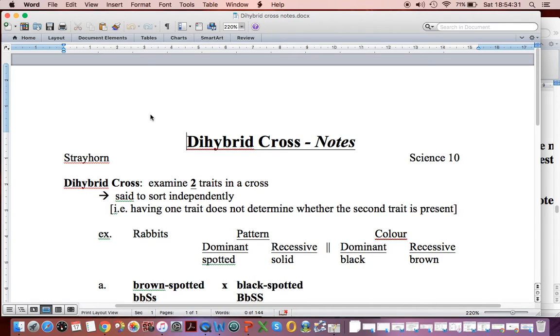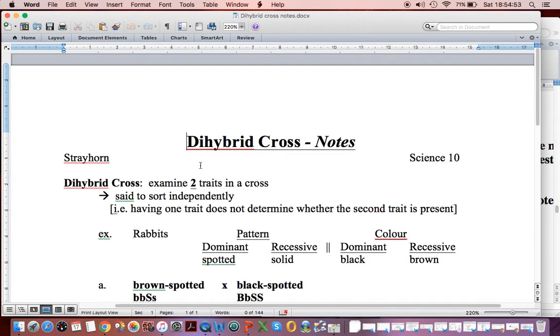Good day. These are dihybrid cross notes. Most of the time you're going to do monohybrid crosses, and that means you're only going to look at one trait at a time, and it's pretty straightforward. So on the test, when we get there, there will be a section of questions about dihybrid crosses, and it will tell you that you're dealing with two traits at one time.